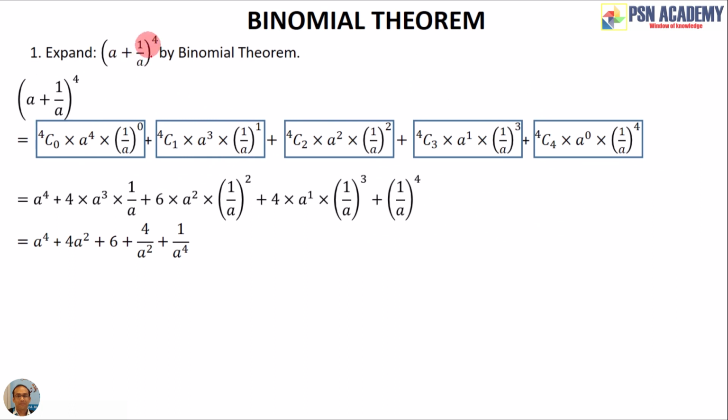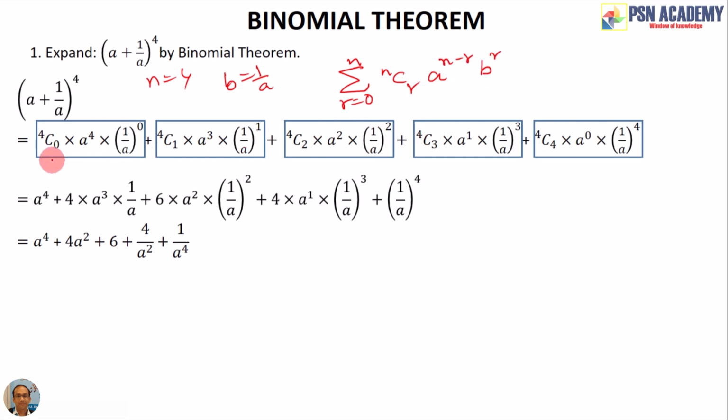Take a plus 1 by a raised to 4. That means n is 4. The first term is a, and the second term we refer to as b. Here b is actually 1 by a. Okay? Let us write the formula first: summation of r equal to 0 to n, nCr, a raised to n minus r, b raised to r.